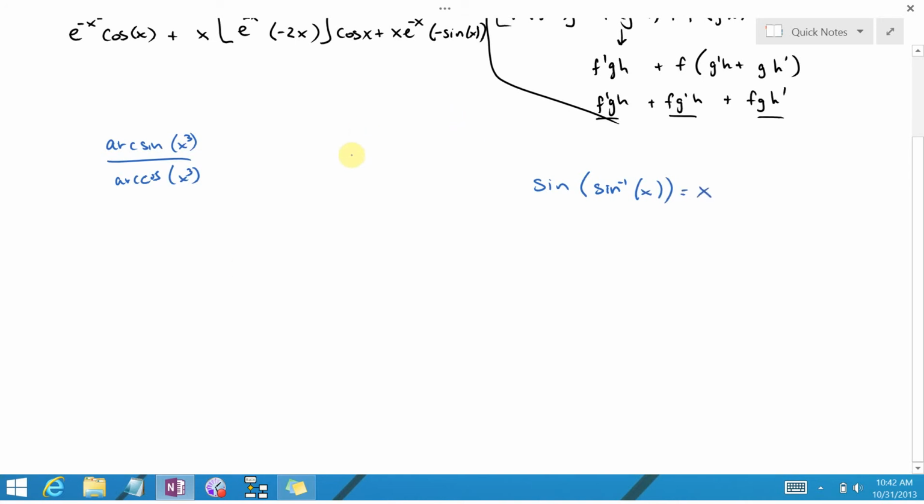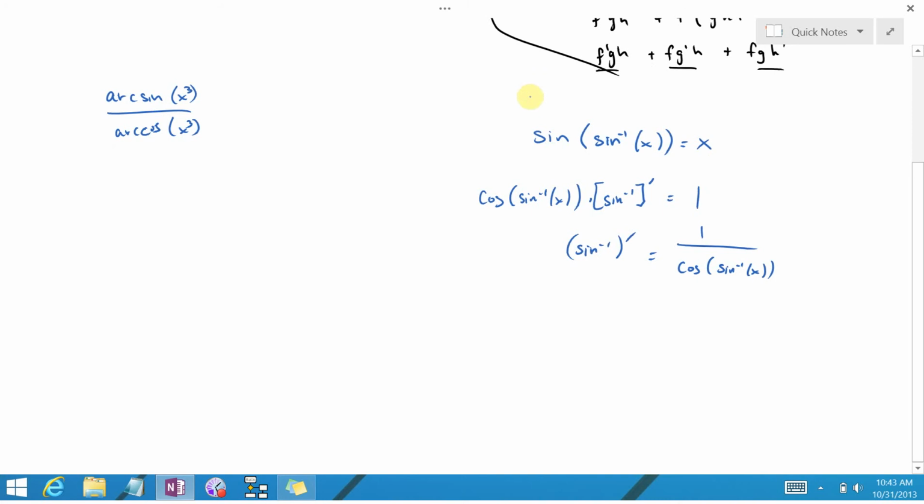You take the derivative of both sides, and by the chain rule, this is cos of the inverse sine of x times the derivative of the inverse sine is equal to the derivative of x, which is 1. Or in other words, the derivative in which we're interested in, sine inverse prime, is equal to 1 over the cosine of sine inverse of x.